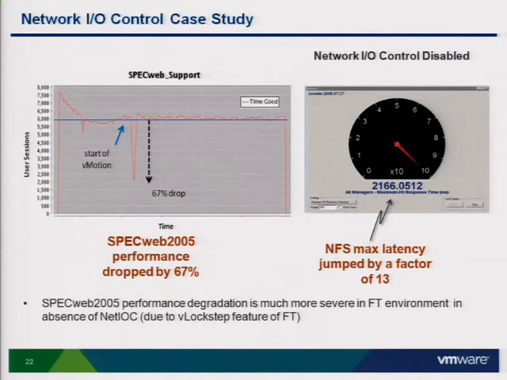The following illustrates what happens in this environment if you didn't have NetIO control enabled. On the left, we have a SpecWeb benchmark running in the guest, and on the right, we have Iometer running within the guest. You notice that once we start background vMotions, there's a 67% drop in user sessions for the SpecWeb benchmark support, and there's a latency increase of 13 times for the NFS I/O latency. What this demonstrates is that in a scenario when you don't use network I/O control, your traffic is prone to being affected by bursts, particularly of the nature of things like vMotion traffic.